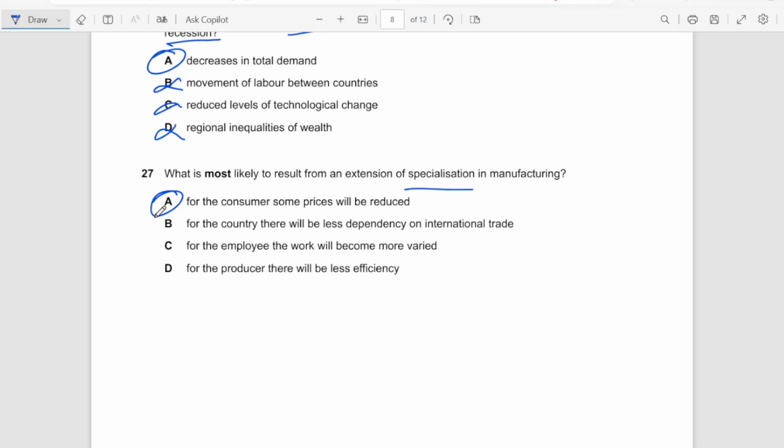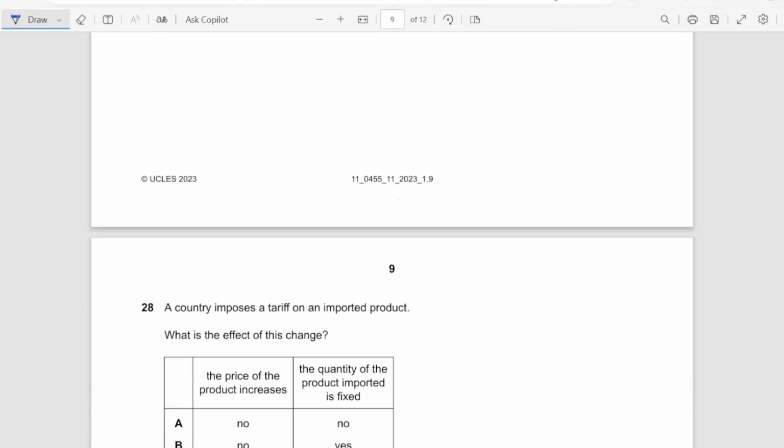It increases efficiency, obviously, so it reduces the cost of production, and lower prices are charged to the consumers in order to be more competitive. And for the consumer, some price will be reduced. For the country, there will be less dependence on international trade. No, because of the specialization, there's more trading because production is in large quantities and some of the produce is exported. For the employee, the work will become more varied. No, the work is monotonous and repetitive. For the producer, there will be less efficiency. There will be more efficiency, which brings down the cost of production and which reduces the prices.